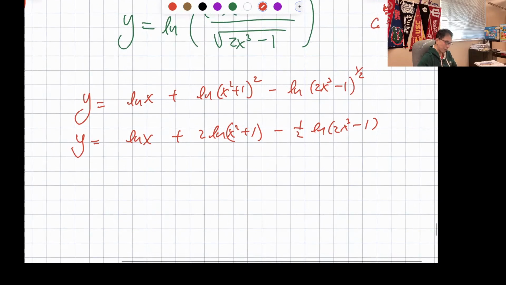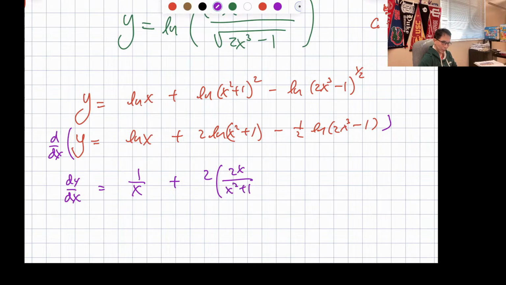No. So now I'm going to take a derivative, right? I'm going to show you different color codes. On this side, it's going to get dy/dx. And the derivative of natural log of x is what? 1 over x, good. What's the derivative over here? 2 times 2x over x squared plus 1, right? Minus 1/2 times what? 6x squared over 2x cubed minus 1. And that's pretty much it.